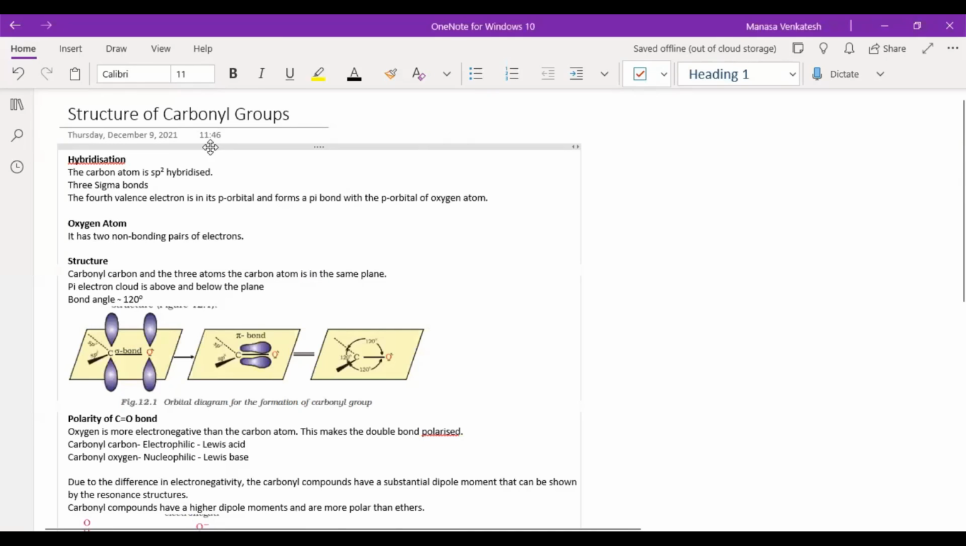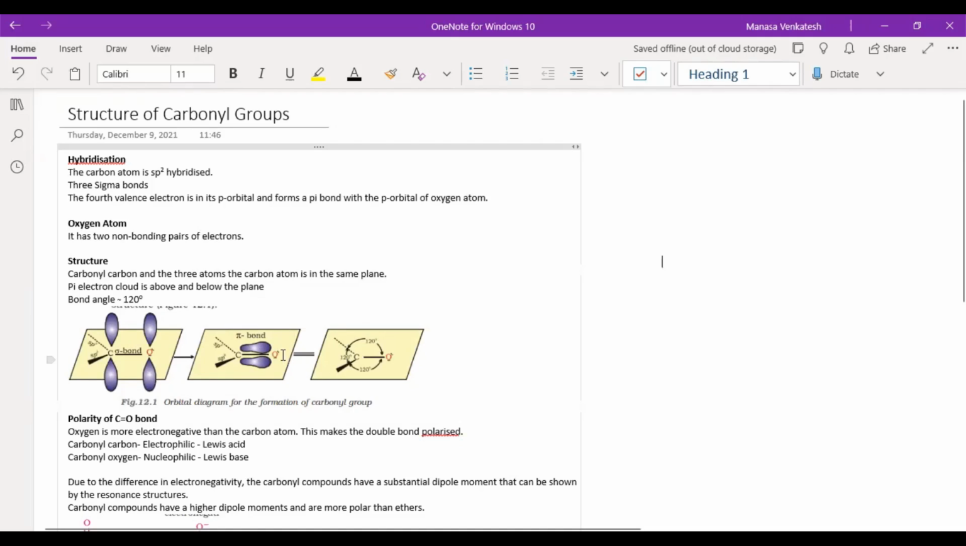Structure of carbonyl groups. Hybridization. The carbon atom is sp2 hybridized. So it will form three sigma bonds, two of them with two alkyl groups, or an alkyl and a hydrogen atom if it's an aldehyde or ketone. And the third sigma bond is going to be with the oxygen atom. It is also going to form a pi bond with the oxygen atom. So the valence electron is in the p orbital and it forms a pi bond.